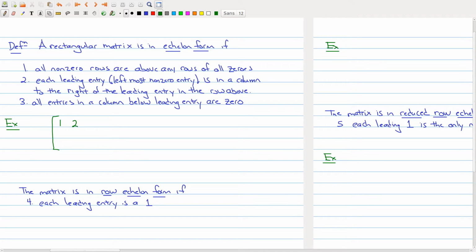So 1, 2, -1, -3 in the first row, 0, 6, -6, and 3 in the second row, and 0, 0, 0, and 15 in the last row. So this would be considered echelon form. And we see that it's an echelon form.